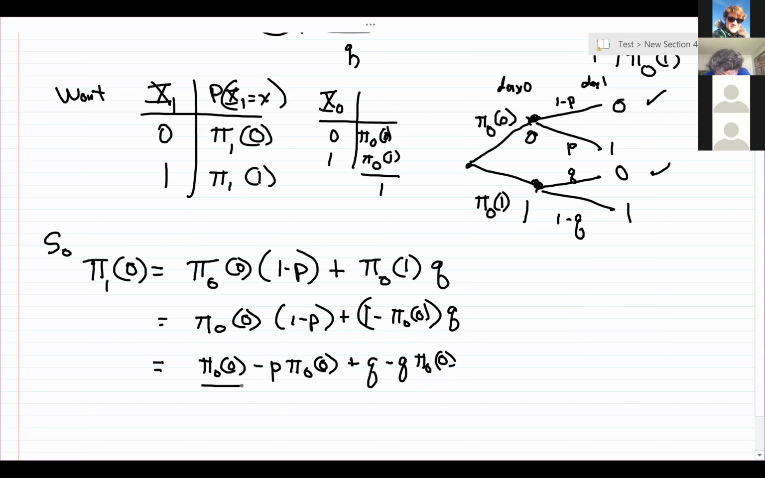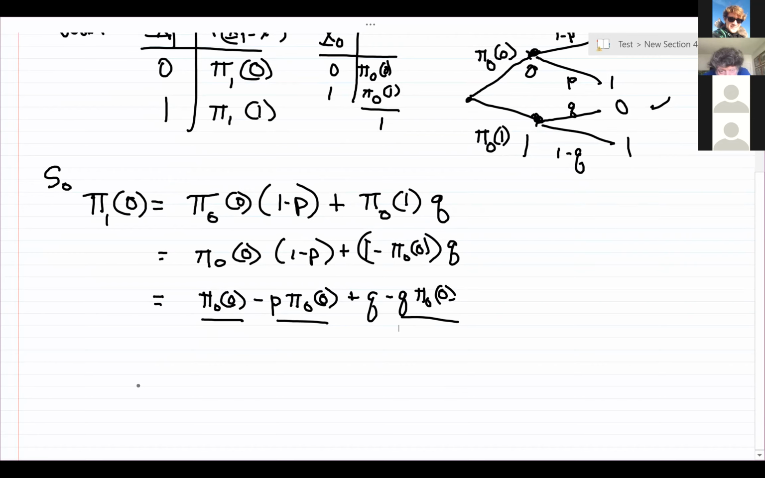And if you combine these three terms, because they all have a common factor of pi 0,0, you can factor out the pi 0,0. You would get 1 from here, you would get minus p from here, you get minus q from here. And then the only thing left over was this term. So this would be what I think I gave you in class.